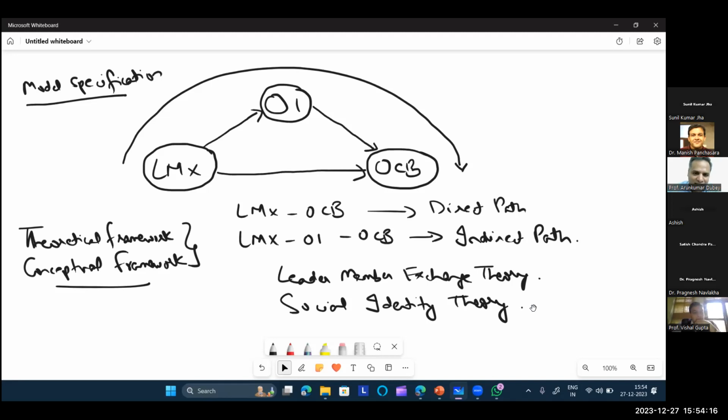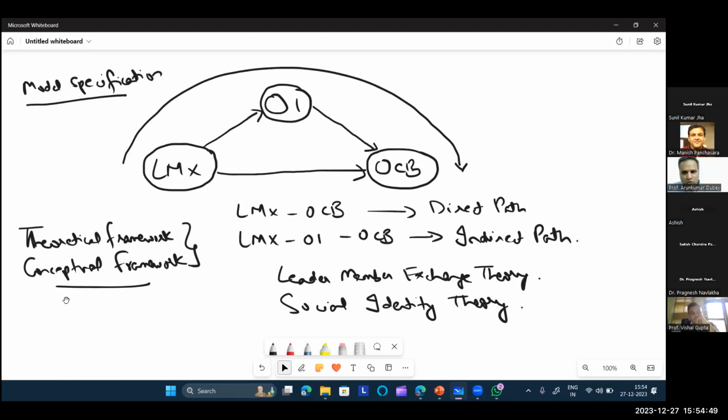Again, I'm repeating, when I say theoretical framework, it means which theories I'm using to explain the relationship that I have built in the model. So that is a theoretical framework. And when I say conceptual framework, it is the model that I'm proposing. And of course, that model will be linked to certain theories. But in my little understanding, I say conceptual framework is the relationship between the variables.